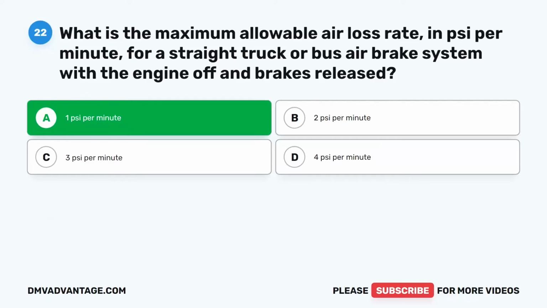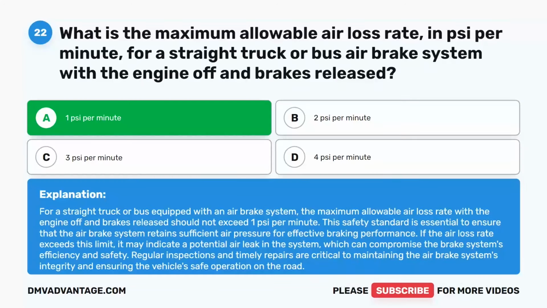1 psi per minute. For a straight truck or bus equipped with an air brake system, the maximum allowable air loss rate with the engine off and brakes released should not exceed 1 psi per minute. This safety standard is essential to ensure that the air brake system retains sufficient air pressure for effective braking performance. If the air loss rate exceeds this limit, it may indicate a potential air leak in the system, which can compromise the brake system's efficiency and safety.